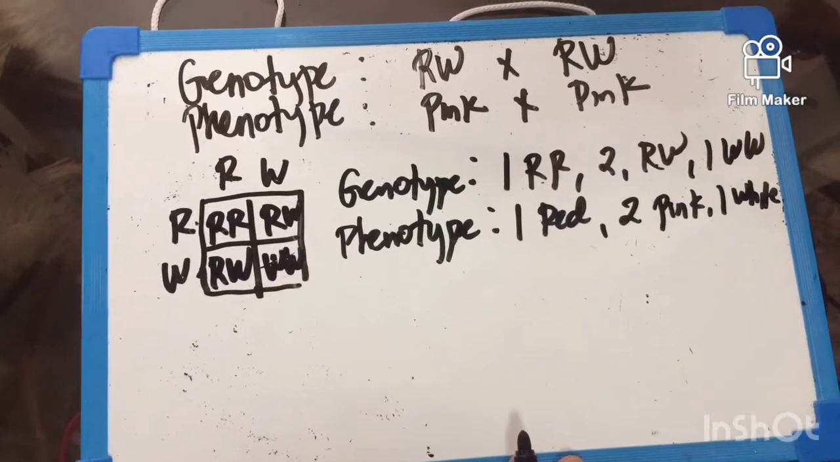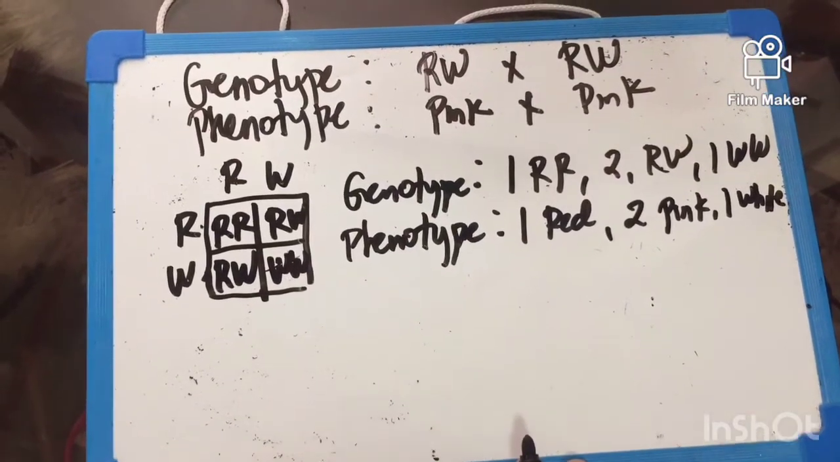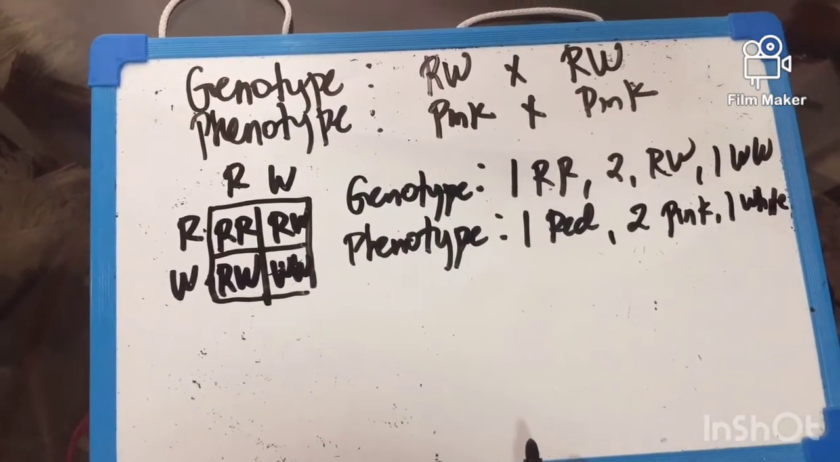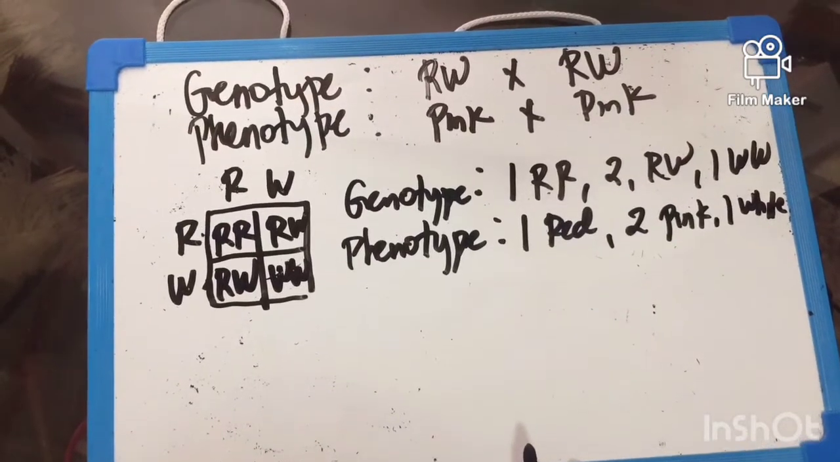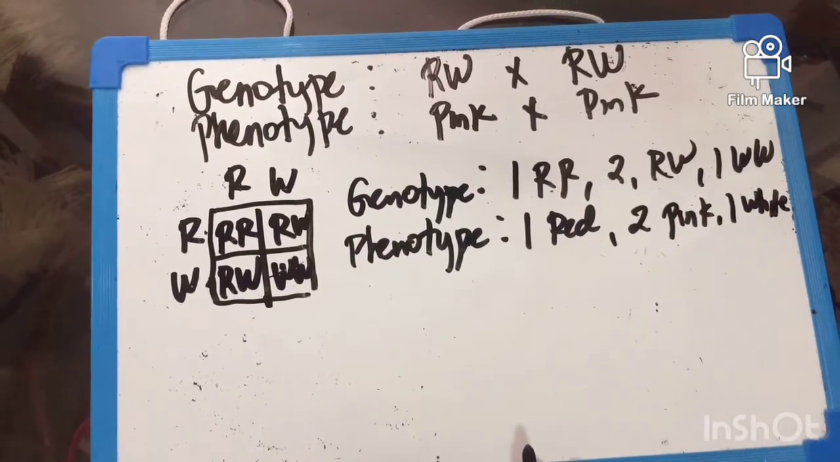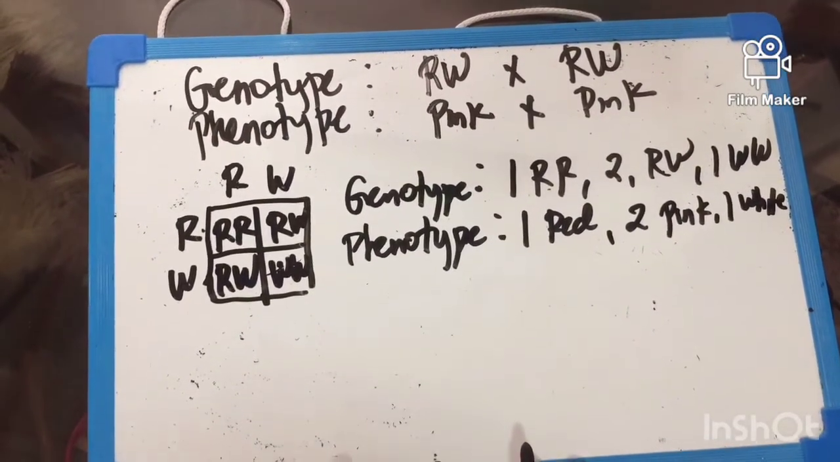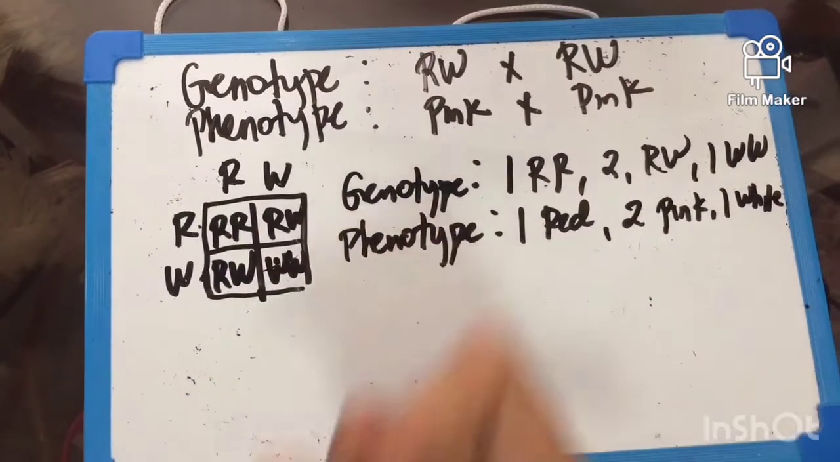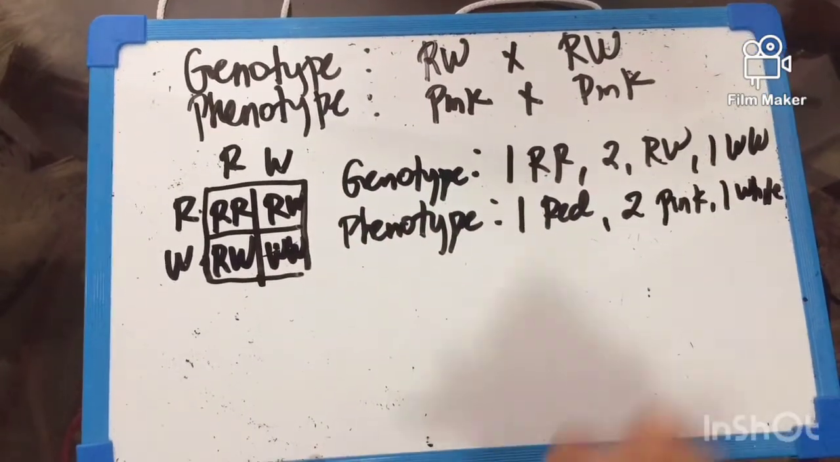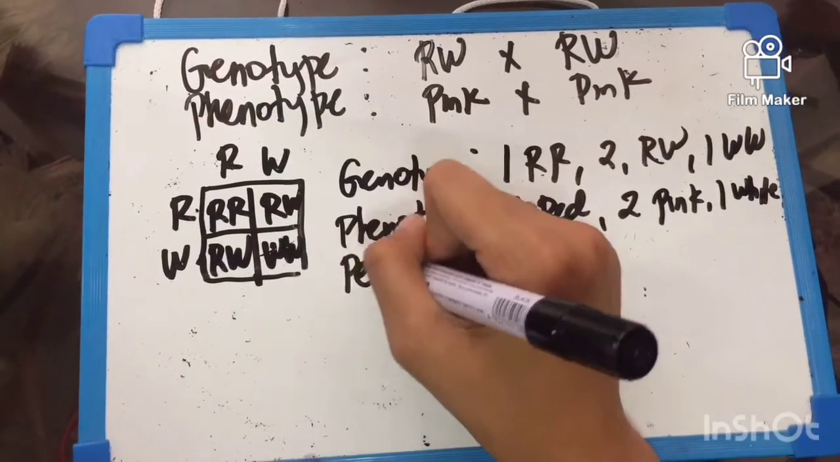Genotype cannot be only one letter. It must be 2 letters. One letter is called a gamete. For genotype, it must be 2 letters. So now let's go to percentage.